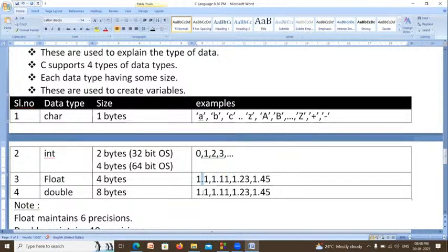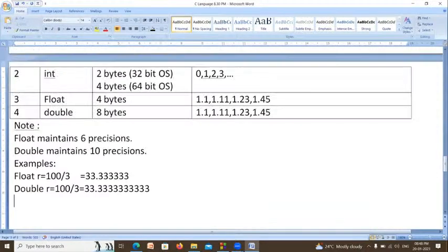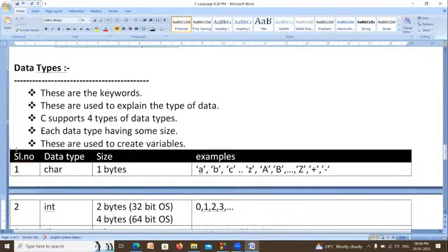Double also has the decimal point, but float maintains only 6 precisions. Whenever you say 1.1, then float will be stored like this: 1.1, 0, 0, 0, 0, 0. Why? Because it will maintain 6 precisions: 1, 2, 3, 4, 5, 6, like that. So it is called float. But double maintains 10 precisions. That is the difference, right? Now, my dear students, note on this.